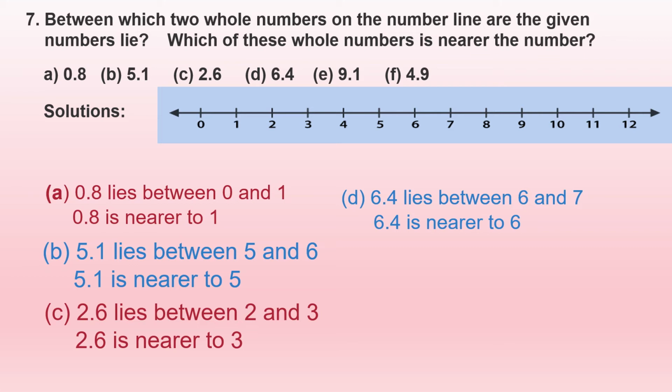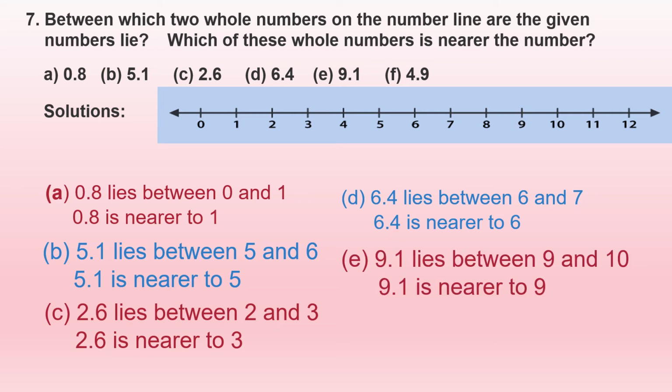Next one is 9.1. 9.1 lies between 9 and 10. Is it near to 9 or 10? After 9, 9.1, 9.2, 9.3, like that it goes on. So 9.1 is near to 9. Last one, 4.9. 4.9 lies between 4 and 5. It is near to 5.